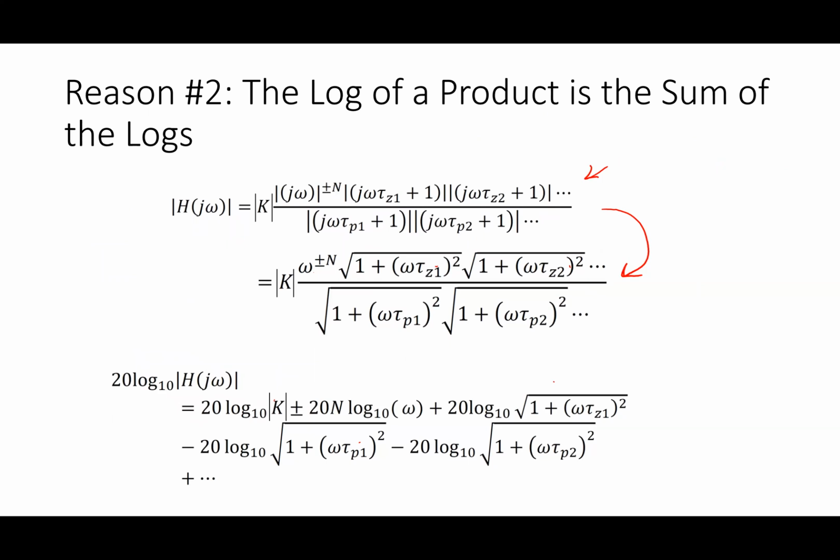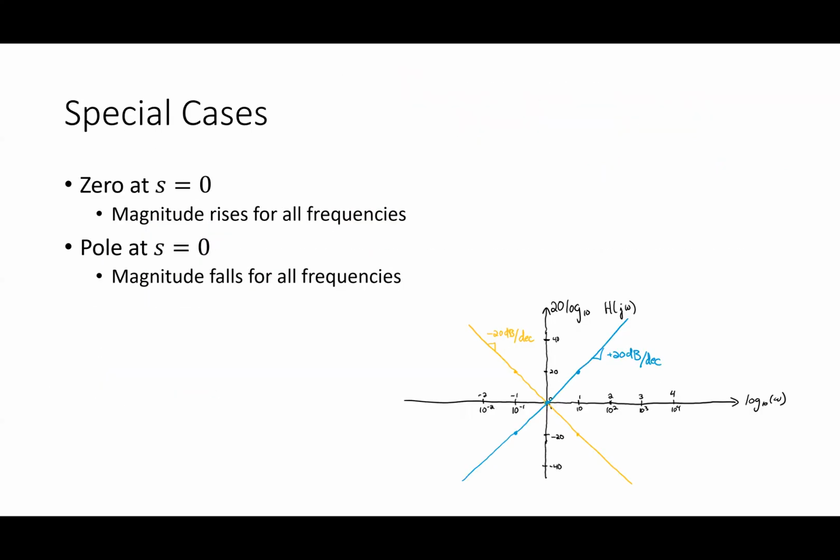We're tight on time, but let me see what we can do here. All right, so there's a special case too where I can have a zero at the origin or a pole at the origin. All right, so if I have a zero at the origin or a pole at the origin, then what happens is the magnitude for a pole falls at all frequencies. All right, and for a zero, the magnitude rises at all frequencies.